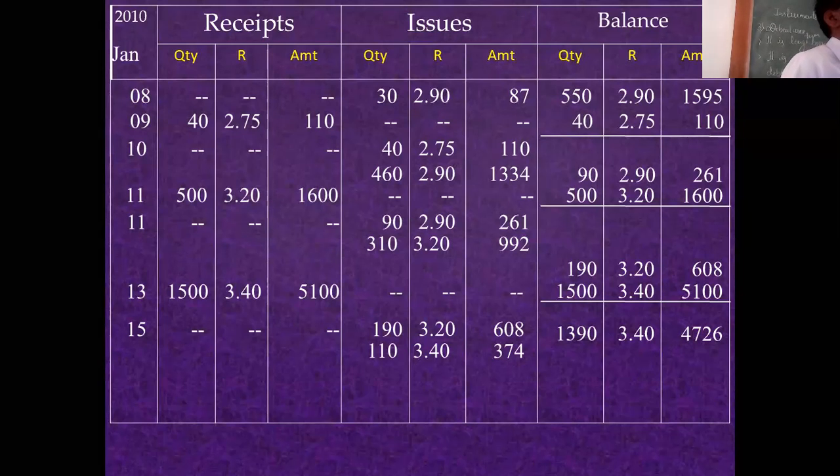Then what will you do? Actual stock in the Godown is 1420. What is your balance? 1390 is your quantity, but actual stock in the Godown is 1420. Then is there excess in the Godown or shortage in the Godown? As per your record.